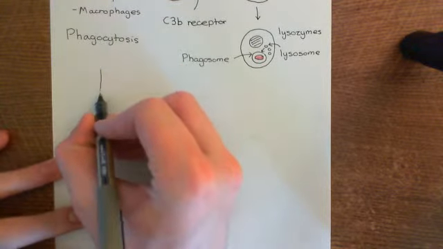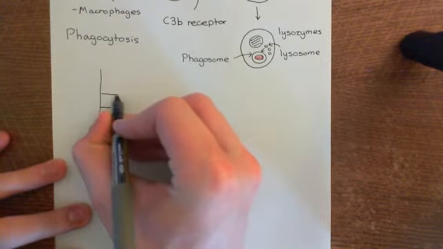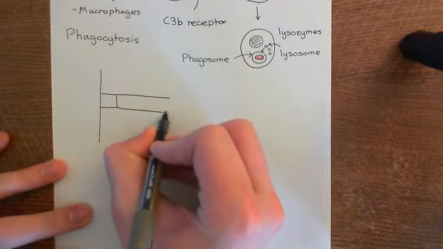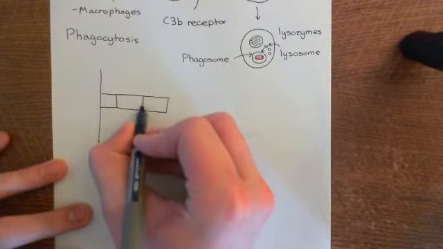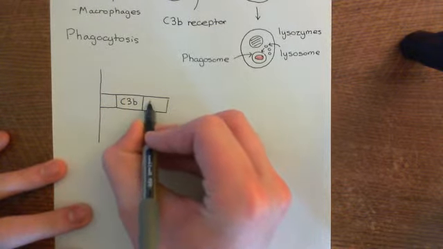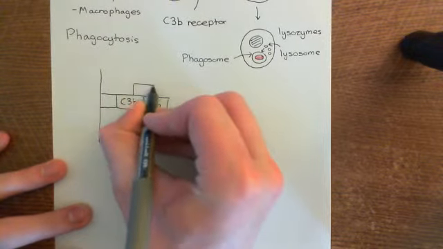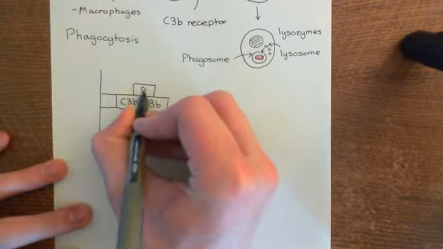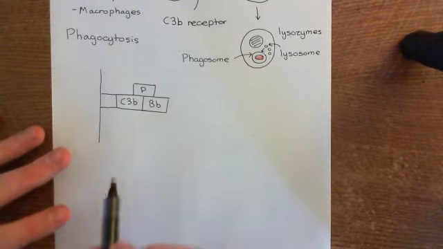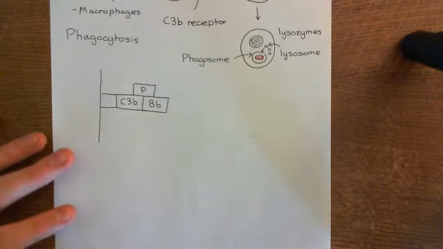So, we have this complex. We have the glycoprotein on the microbe membrane. We then have C3b bound to the glycoprotein here. We then have our Bb fragment here, and we also have properdin bound here. Basically, we know that this is catalyzing the breakdown of C3 into C3b and C3a.